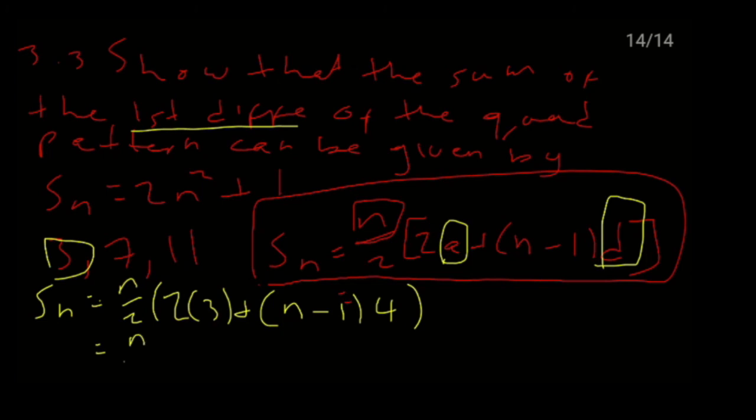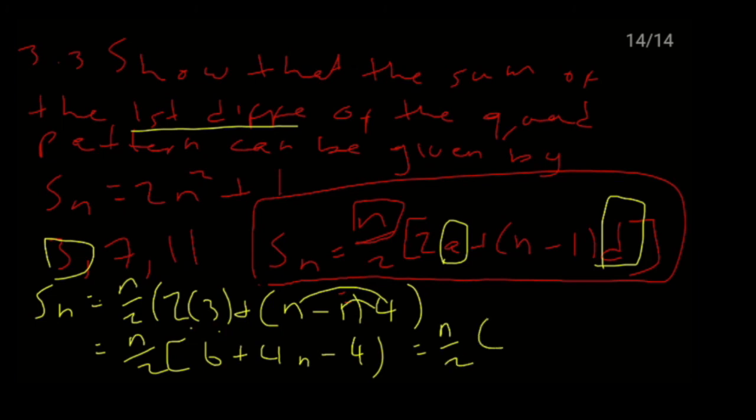Continuing here, we have n over 2, 2 times 3 is 6, and then let's distribute the 4 into the bracket. We will have 4n minus 4, right? So let me quickly simplify this. We have n over 2, close bracket, negative 4 and the 6 should give you a 2, meaning we are left with 4n plus 2.